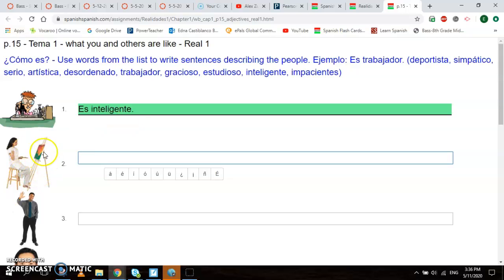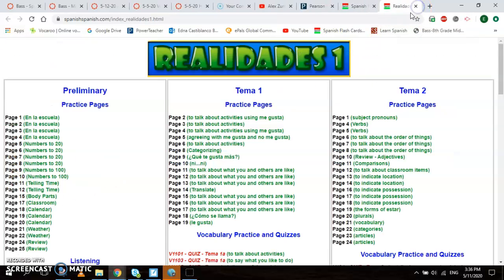You look at the picture, you find the adjective that describes that person, if it's a boy or a girl, so you can make the changes. Remember from the video last week, and if you don't remember, just go back there and then you can have a refresh on that. Let's go to the next one.